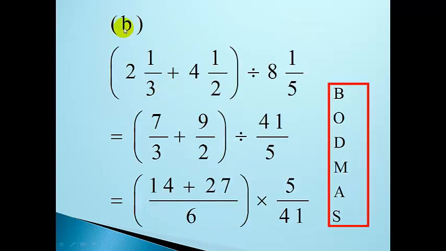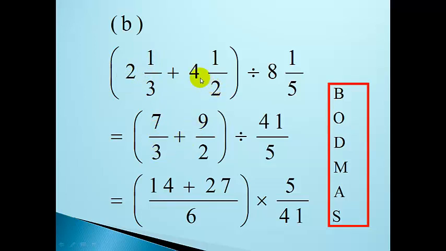Now let's look at the example in B. 2 whole number 1 over 3 plus 4 whole number 1 over 2 divided by 8 whole number 1 over 5. Now let's solve the bracket. So we convert all the mixed to improper. 3 times 2 is 6. And 6 plus 1 equals 7. So we have 7 over 3.